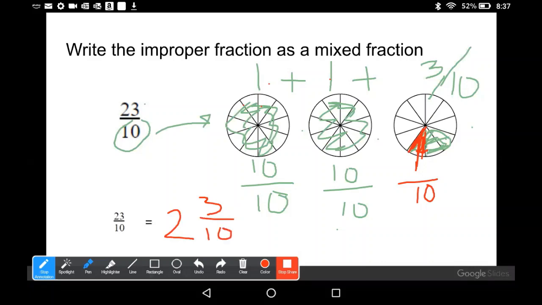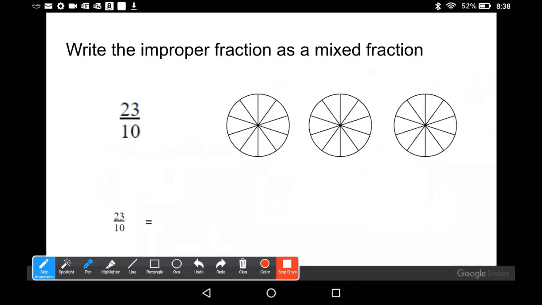You could also think about it this way: 10 goes into 23 2 times with 3 left over. So you can draw a picture, visualize the circles in your head, or you can think about the division part of it. 10 goes into 23 2 times with 3 left over. Whatever makes sense to you. Okay, so that's putting an improper fraction as a mixed fraction.